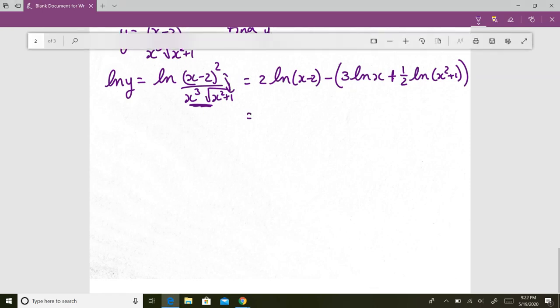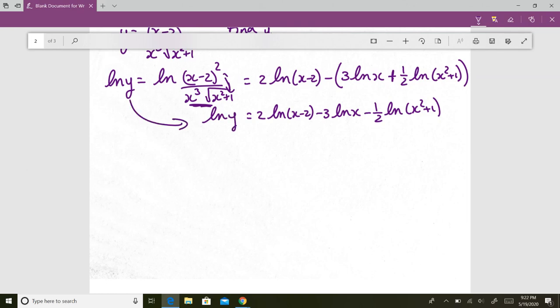I can clean that up a little bit. I can write it as 2 natural log of x minus 2 minus 3 natural log of x minus 1/2 natural log x squared plus 1. And it's the natural log of y is equal to all that. Okay, now I do the derivative.